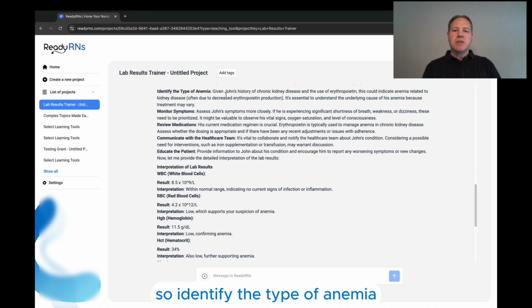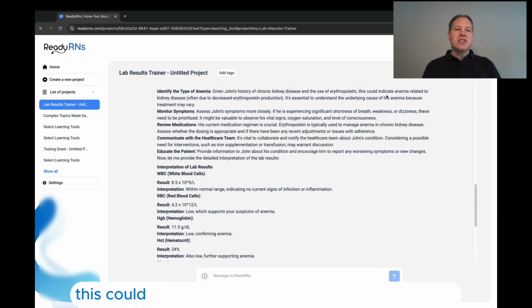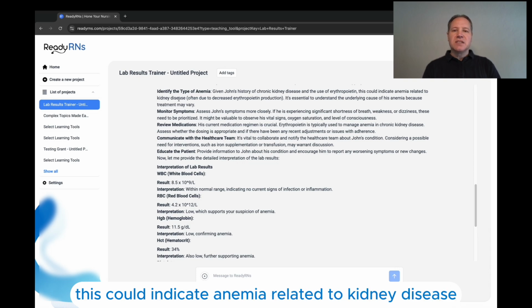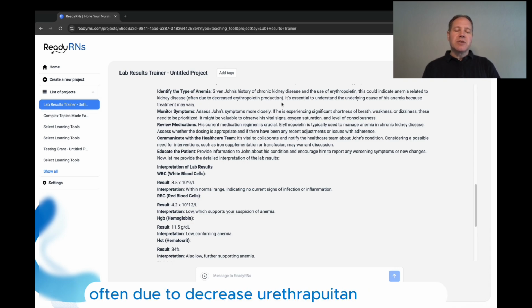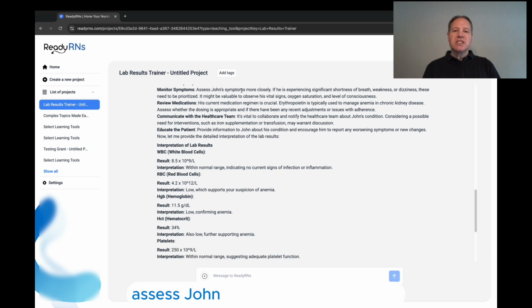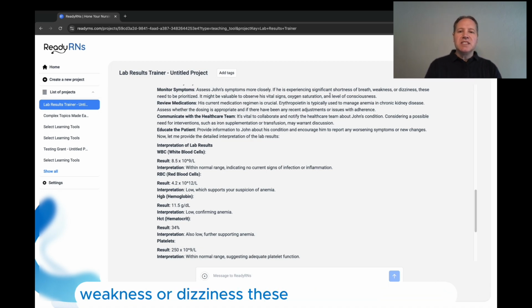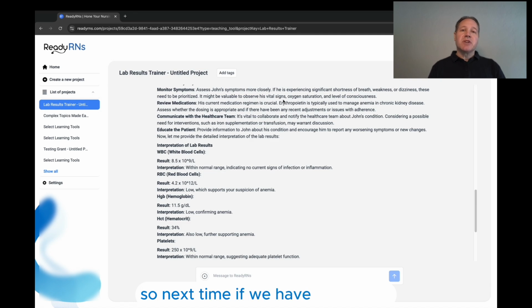So identify the type of anemia. Given John's history of chronic kidney disease and the use of erythropoietin, this could indicate anemia related to kidney disease, often due to decreased erythropoietin production. It's essential to understand the underlying cause of his anemia because treatment may vary. Great point. Monitor symptoms. Assess John's symptoms more closely. If he's experienced significant shortness of breath, weakness, or dizziness, these need to be prioritized. It might be valuable to observe his vital signs, oxygen saturation, and level of consciousness. So next time, if we have this situation, we could write those things in.